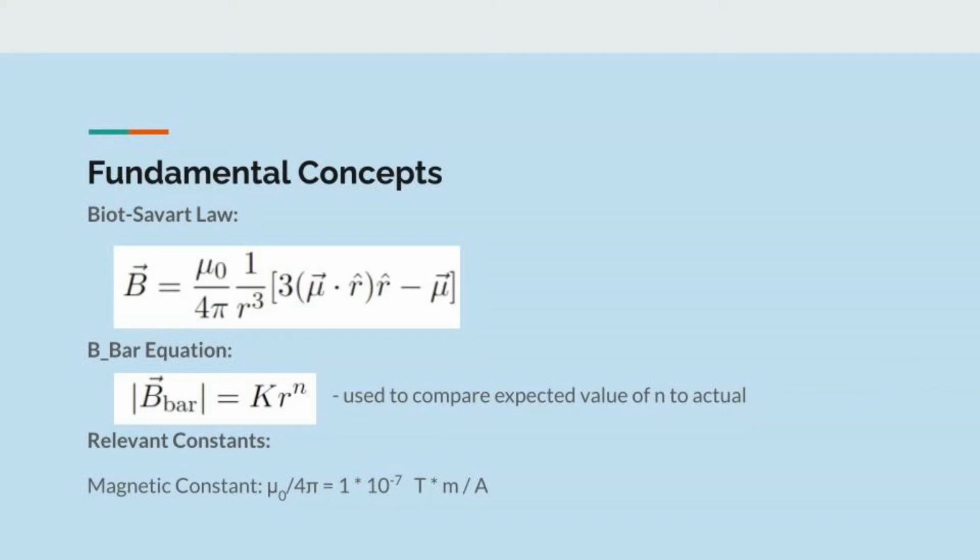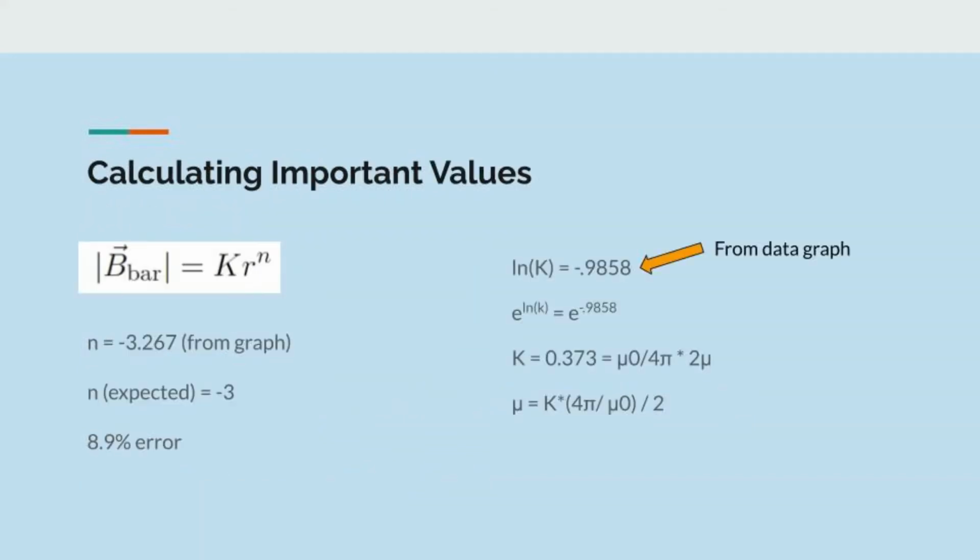The second equation is for the magnitude of the magnetic field caused by a bar magnet. This equation states that the magnetic field is equal to proportional constant k times r to the n. We already found the value of n during data collection, so I'll show you how to derive k from this value in the next slide. Now we can discuss values that were found from the experiment.